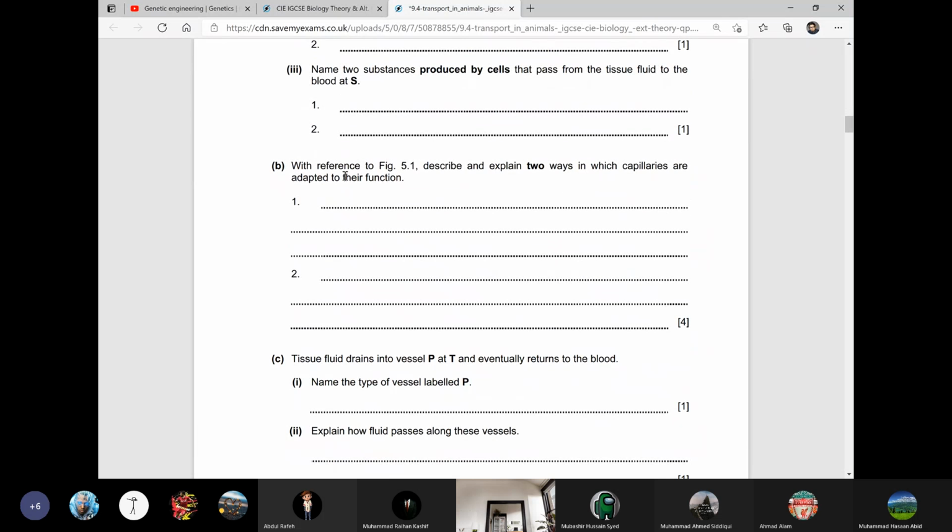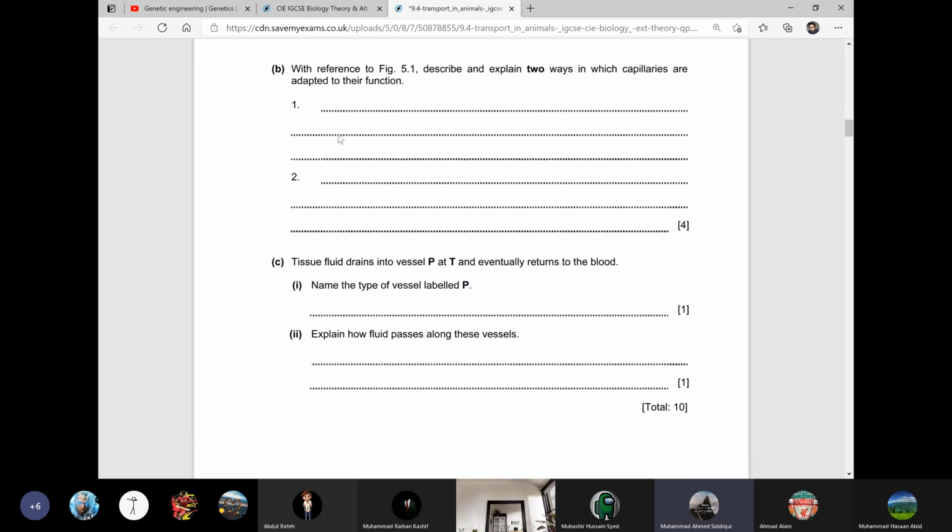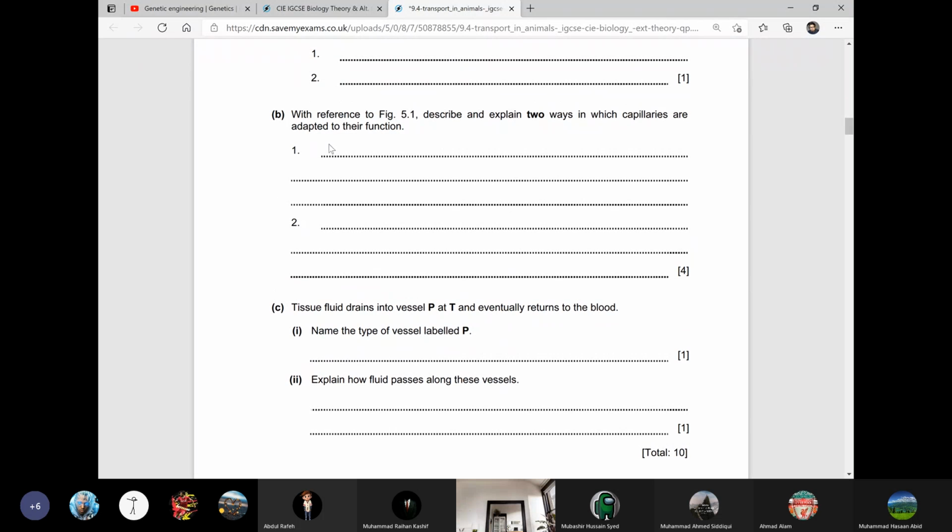Now, next question. With reference to figure 5.1, you can also write lactic acid as well. Lactic acid is also a metabolic waste. All right. Now, with reference to figure 5.1, describe and explain 2 ways in which capillaries are adapted to their function.